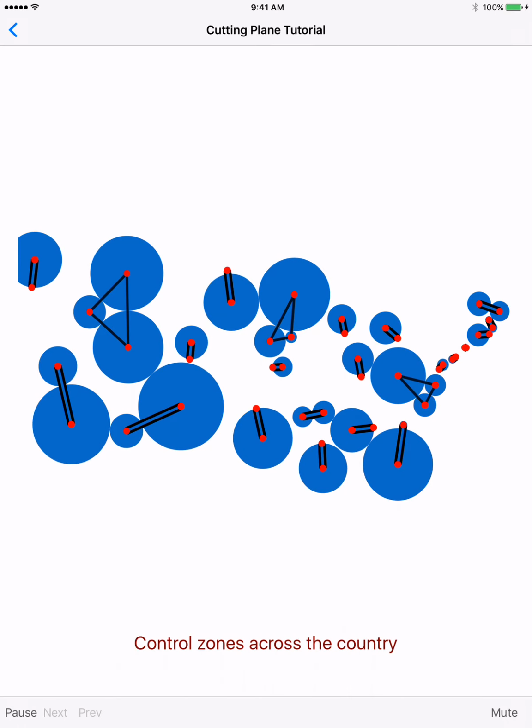So let's go all in, creating a control zone for every city. Some of the zones have radius 0, and others are too small to see in the figure, but none of them overlap. Therefore, no tour can have length less than twice the sum of the radii.